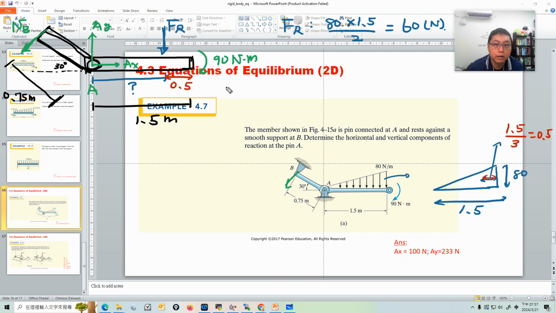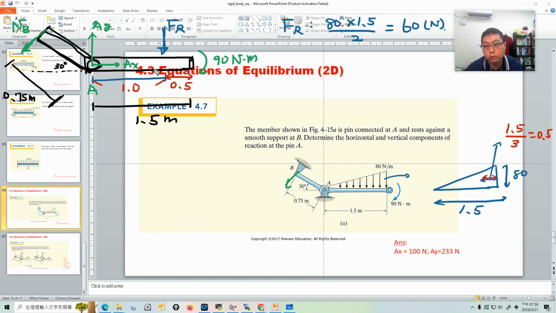The question mark is 1.0, because the total is 1.5, so the remaining part is 1.0. Okay, so we have made a simplification of the distributed load: FR and the position of FR. And next, after that, we can solve the reaction forces AX and AY.